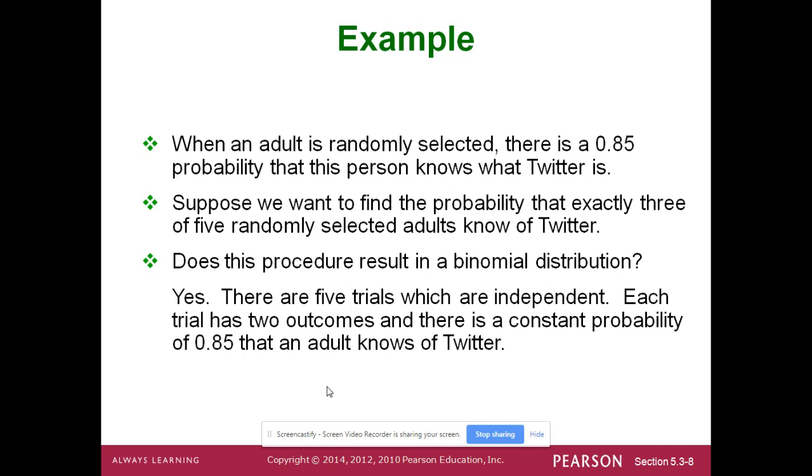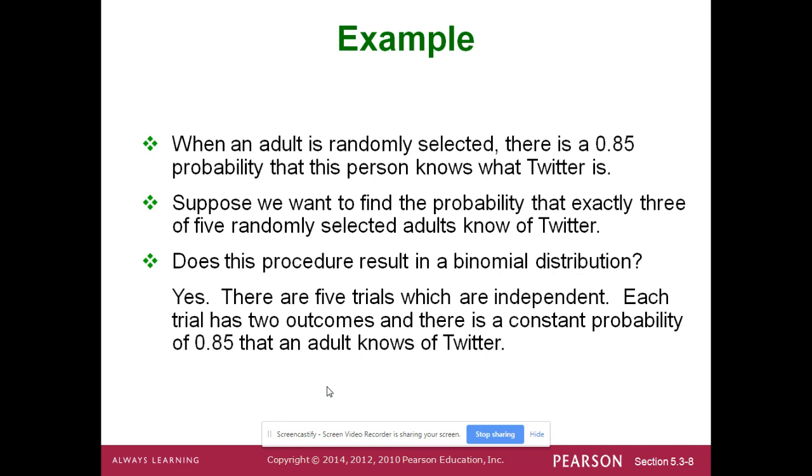Here's an example of how we can do this. I'm going to show you some ways to do this. There's a formula that we can use. I'm going to show you how to do it with the calculator as well. So an adult is randomly selected. There is an 85% probability that the person knows what Twitter is.